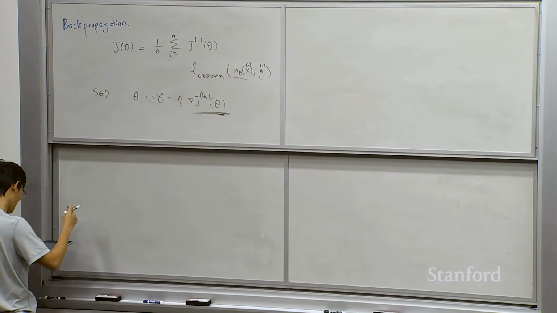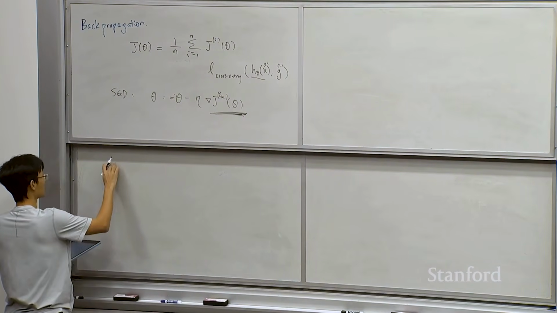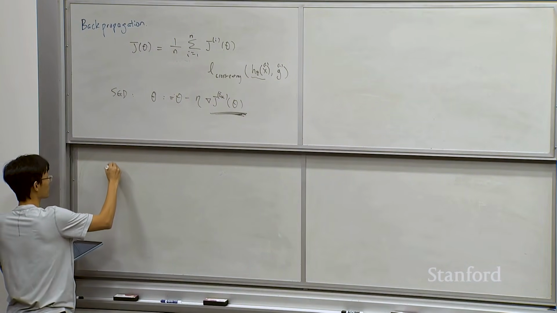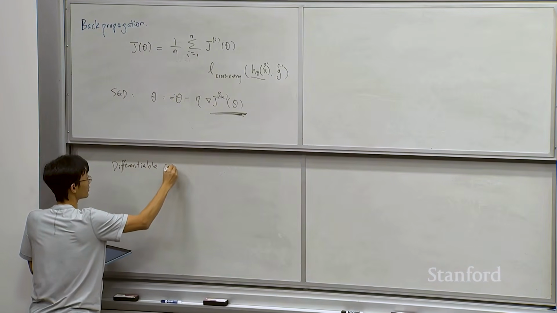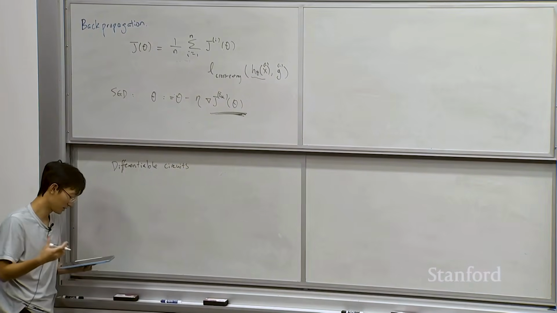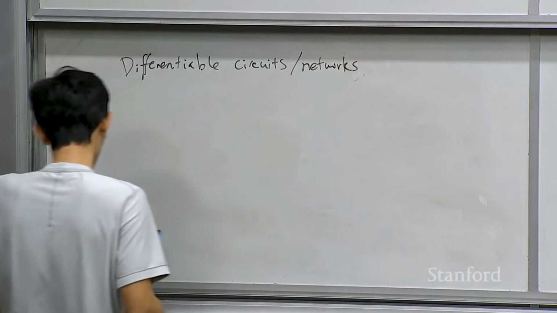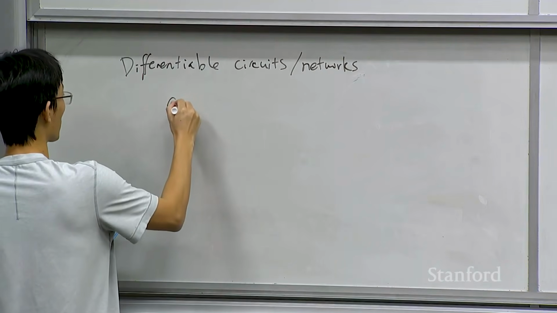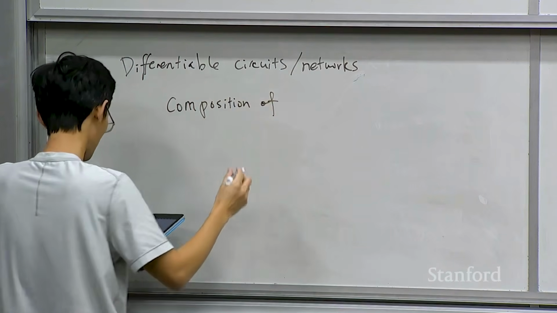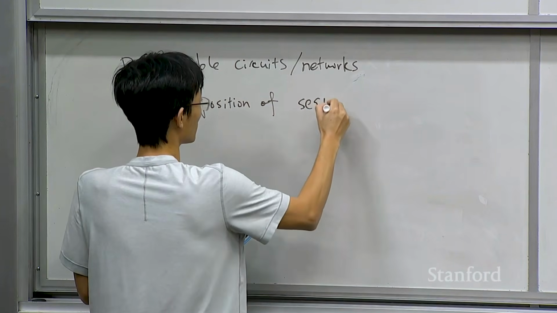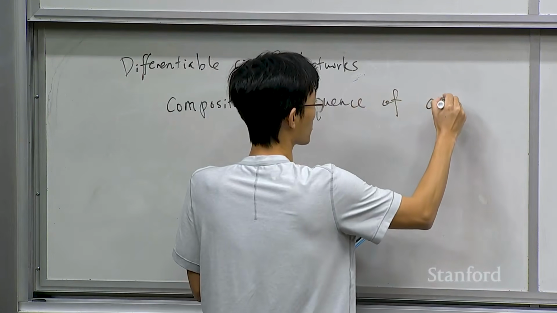So that's what I'm going to write here in an abstract way. Suppose you define some differentiable circuit, or differentiable network. Let's say this is basically a network that is a composition of a sequence of arithmetic operations.